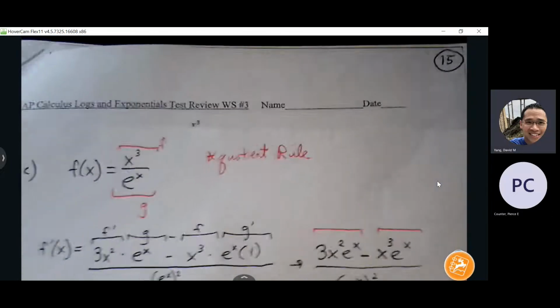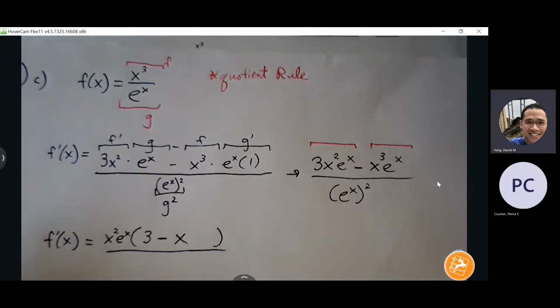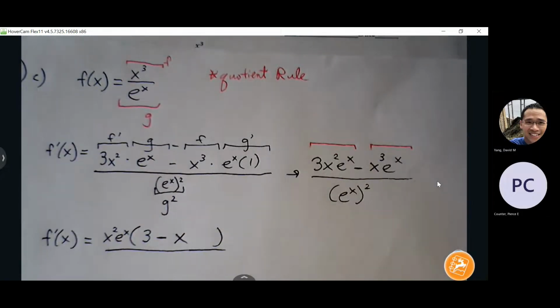We're on page 15 of the review packet. You guys have that? Yeah, I've got to print that out later, but I think you just copy the problem down and look through.